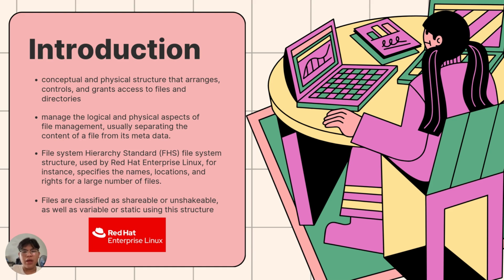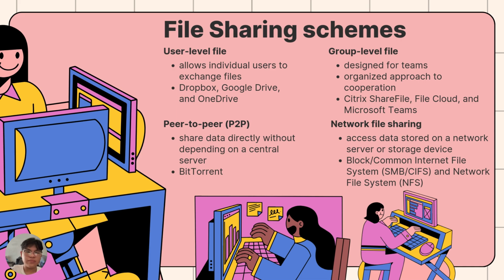The file system handles the standard FHS file system structure used by Red Hat Enterprise Linux to specify the name, location, and rights for a large number of files. Files are classified as shareable or unshareable, as well as variable or static, using the structure.